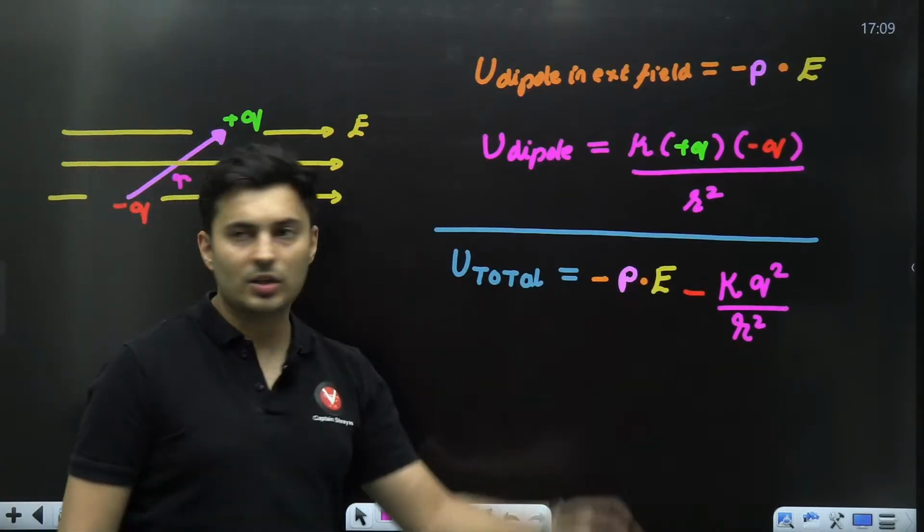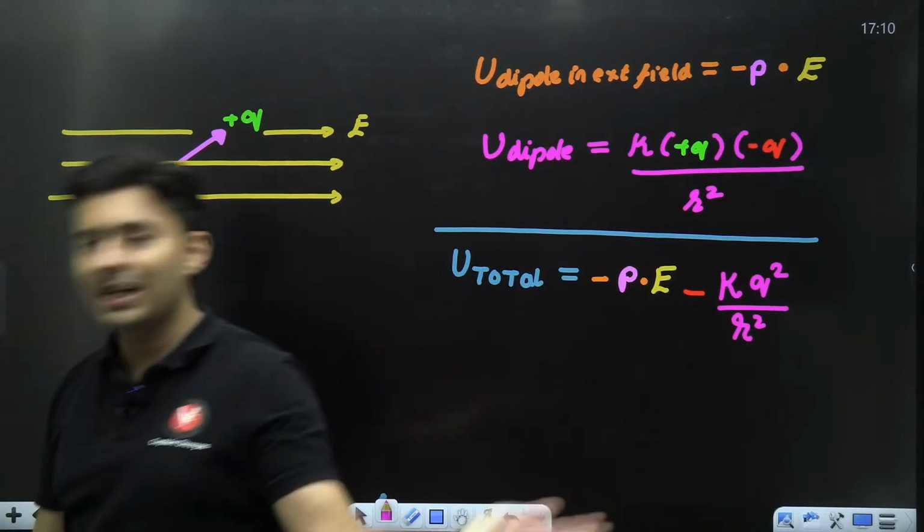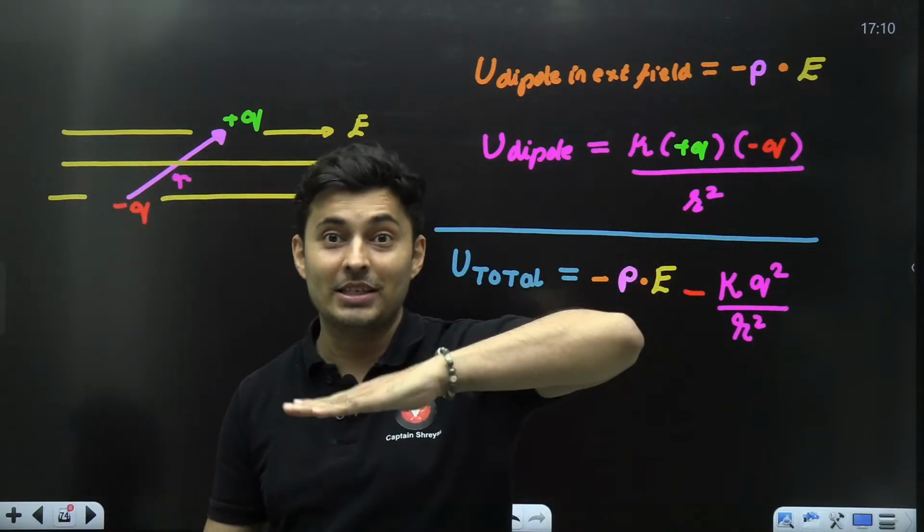Is it clear? Understood? Sir, when disturbed in unstable equilibrium, it goes back into stable equilibrium. What would happen to the potential energy stored in instability? That energy gets converted into kinetic energy because it was disturbed.